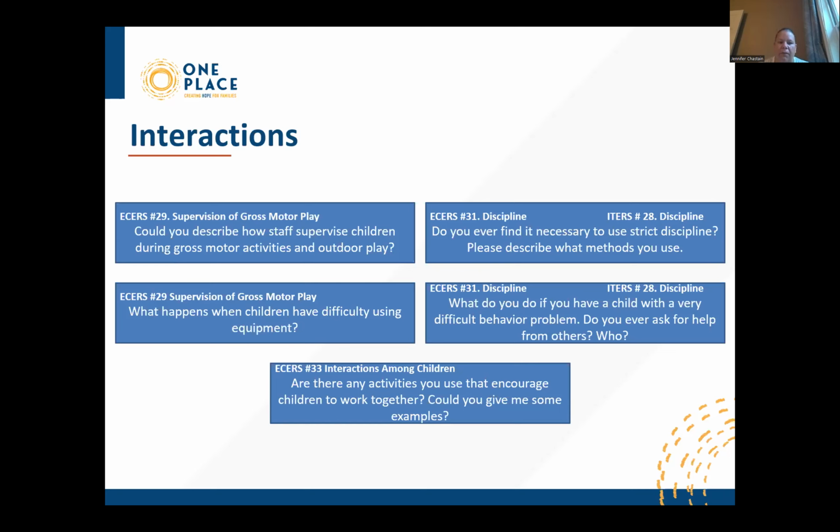And last up for this slide is interactions among children for Eckers. Are there any activities you use that encourage children to work together? Could you give some examples? So a good sample answer for this would be: we provide many opportunities for children to work together and negotiate. For example, right, provide good examples. We have provided opportunities for children to build 3D art and work on it over time. We also work on large class murals and help to bring chairs to the table. We work together while we're cleaning up in the centers. Just talk about how you get the kids to work together.